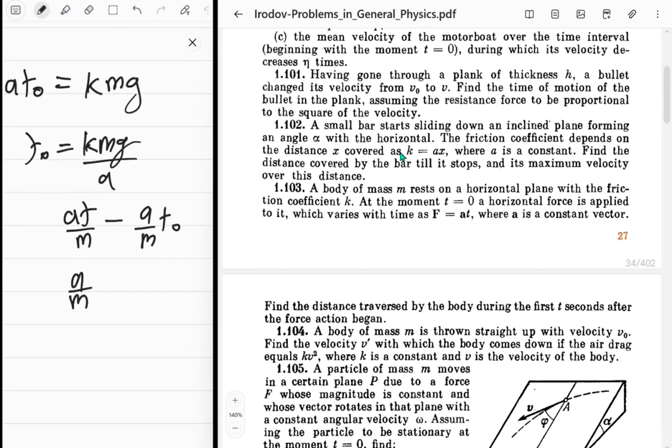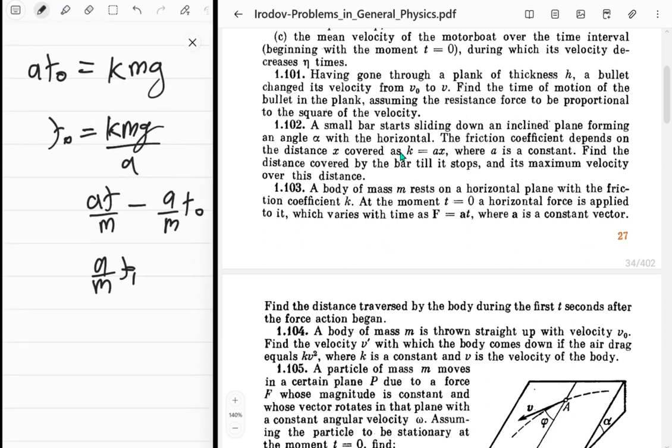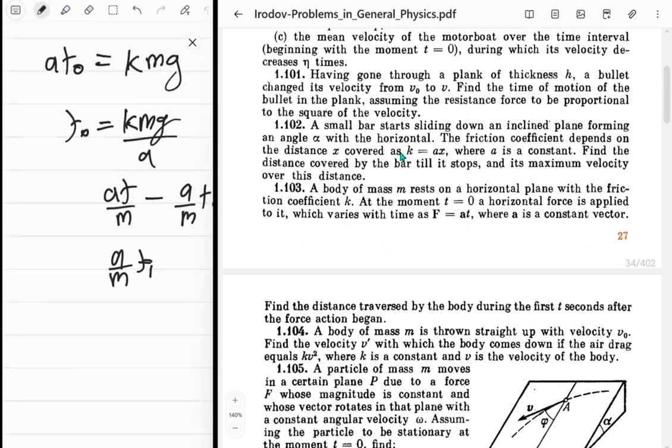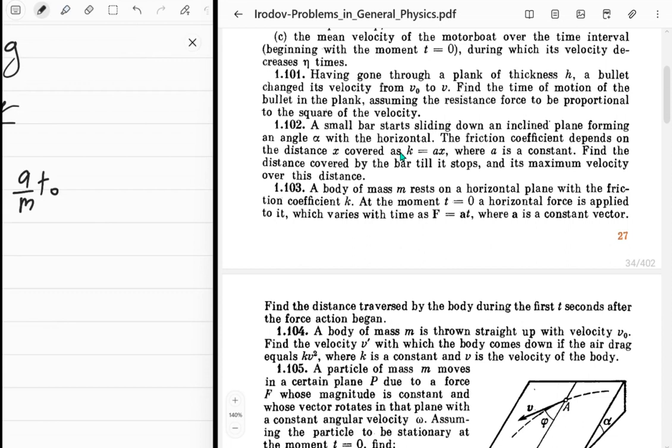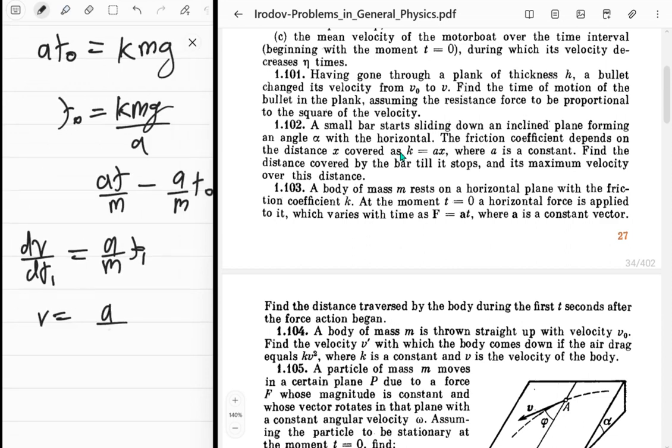So you can go with f equal to a into t1, where t1 is t minus t naught. So that f will be the net force on this. In fact, let's call it t1. And now this is our acceleration, so this is our dv upon dt1. The velocity will just be the integration of this, a upon 2m t1 squared, and the initial velocity at the real start will be 0. Integrating this once again, we get a upon 6m t1 cubed. So that's our position.